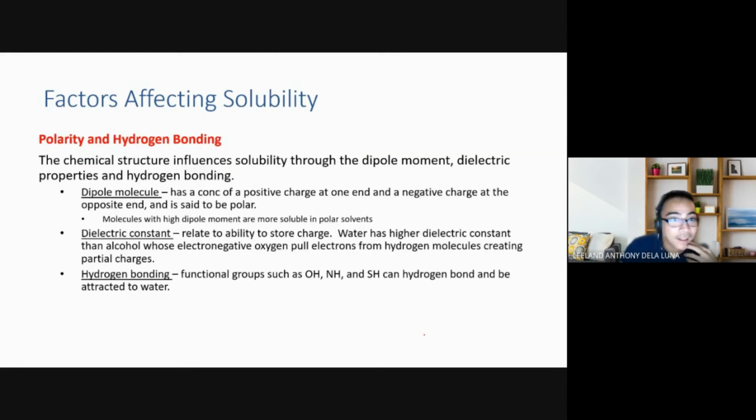Yeah. Okay, next factor, class, would be polarity and hydrogen bonds. Okay, so the chemical structure of your compounds, of your solute and your solvent, okay, greatly influences, class, its solubility. Okay, through the dipole moment, dielectric property, or hydrogen bonding. So pag sinabi natin, class, dipole moment, okay, ibig sabihin, define yung positive and negative side ng structure natin. Makikita mo, class. Okay, remember our example yesterday, formaldehyde. Okay? So kita-kita doon, class, ang direction ng electrons. Okay, mas papunta lagi sa oxygen side.